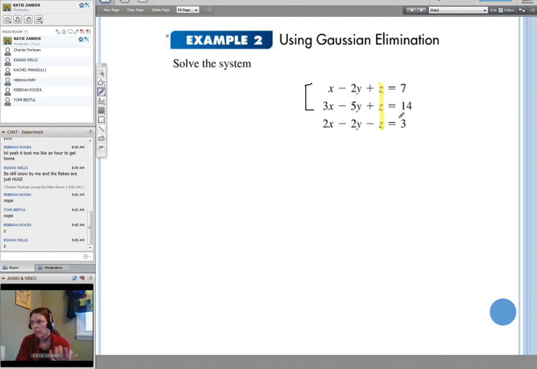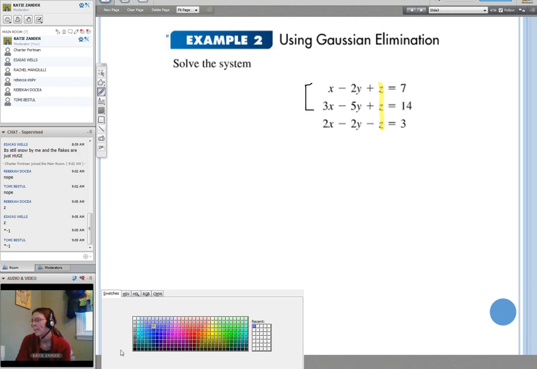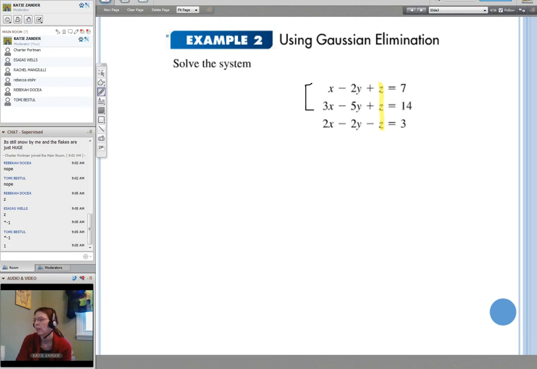In order to eliminate the z, what do I need to do to one of the equations so that when I add it together, it goes to 0? We've got to multiply one of them by a -1, and it doesn't really matter which one we do that with. Do you guys have a preference? Do you want to multiply equation 1 or equation 2? Equation 1 it is. All right, and again, there's no wrong answer with that.